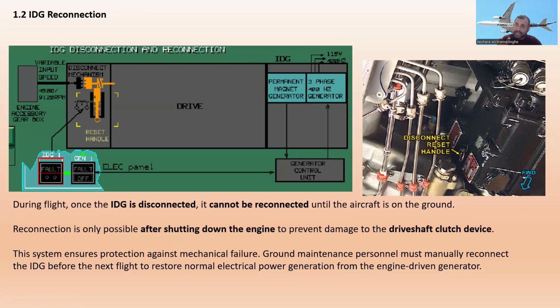We can reconnect the IDG to the accessory gearbox only when the engine is shut down, to prevent damage to the drive shaft clutch device. So this system ensures protection against mechanical failures. Ground maintenance personnel must manually reconnect the IDG before the next flight to restore normal electrical power generation from the engine driven generator.